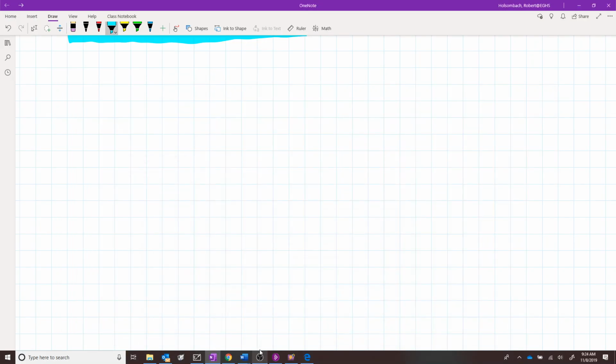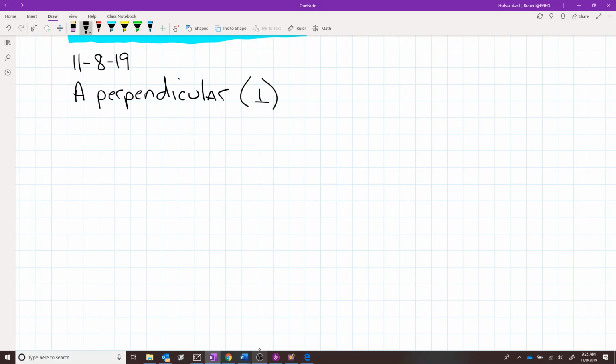Perpendicular bisectors. Perpendicular. And we're going to use this symbol from now on for perpendicular. Not going to write that big long word anymore.